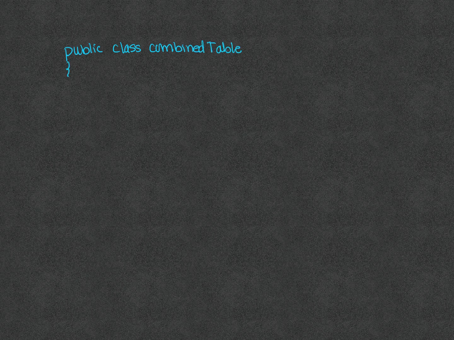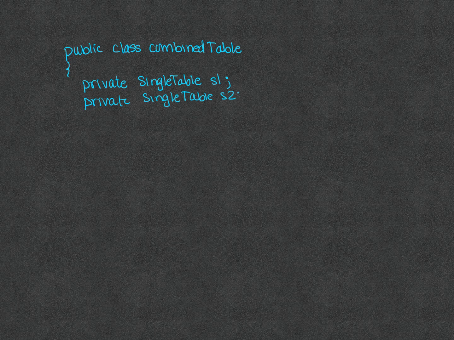So what is a combined table made out of? A combined table is made out of two single tables. And remember, for the class question, all of your instance variables are going to be declared as private. So private single table, because that's the data type. And I'm just going to call it S1. And we're going to need another table, because two single tables make a combined table. So this is our instance variables.